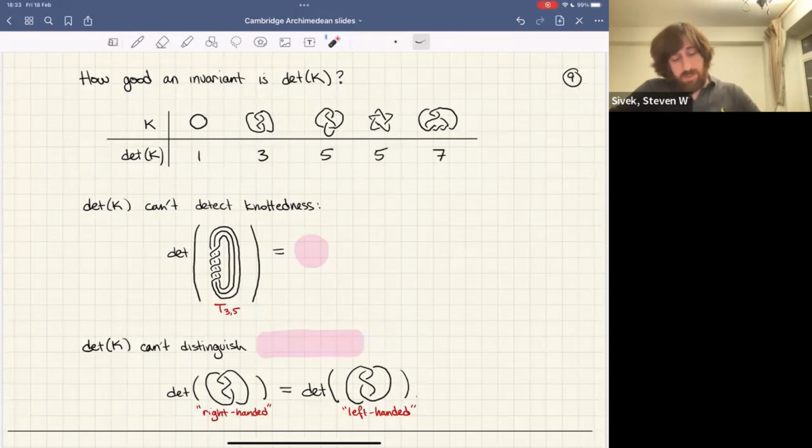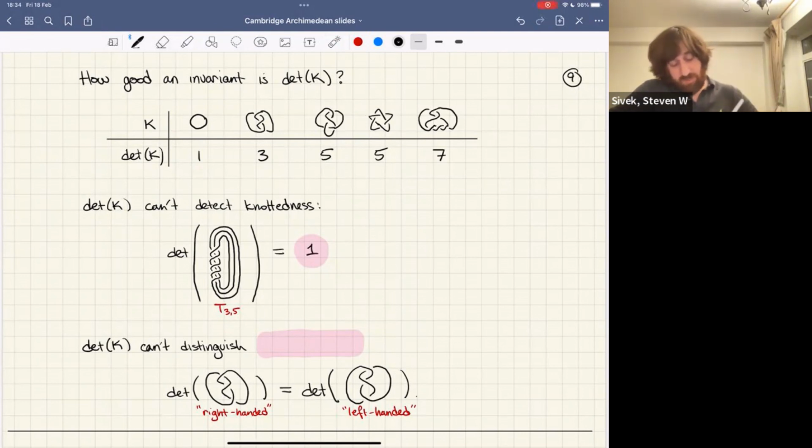On the other hand, you might say, well, none of these were 1 except the unknot. So maybe that's a good sign. But here's a knot. This is called the 3-5 torus knot, where the determinant is also 1. So you can't P color this for any P either. So I promise you it's knotted, but it's just that the determinant won't tell us that.